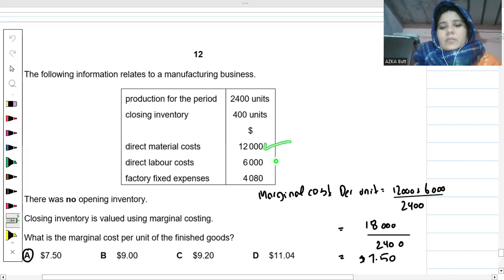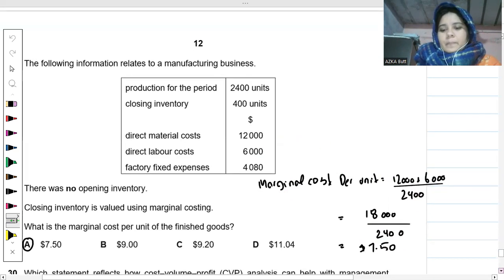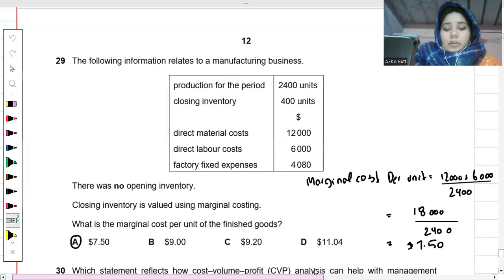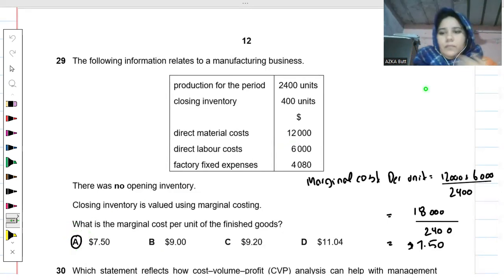We know that these two types of costs are related to direct cost. So we have to add both numbers, 12,000 plus 6,000, and divide it by the 2,400 units, because we want to know the marginal cost per unit. That is why we are dividing it by 2,400. After that, we will have $7.50 per unit direct cost, or you can say the marginal cost. So our option A is the right option, 7.50.